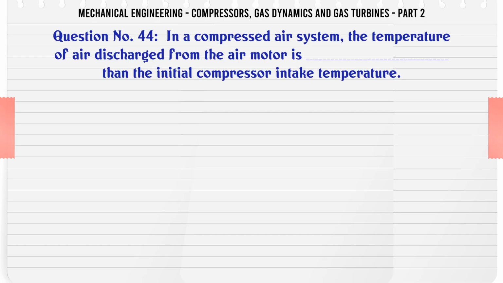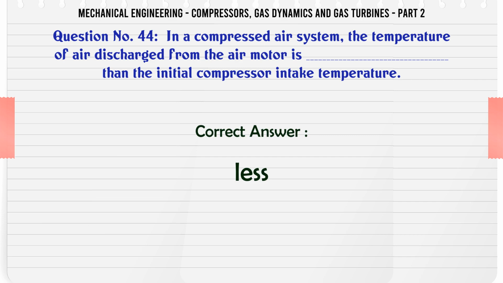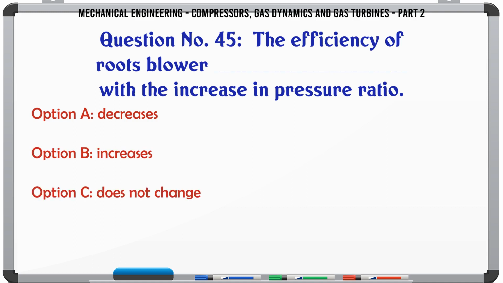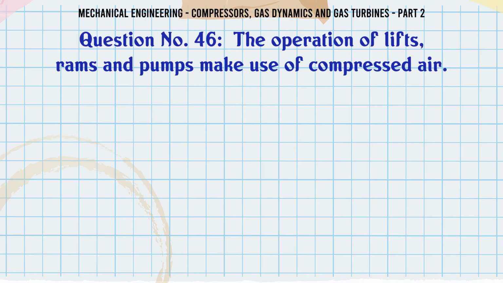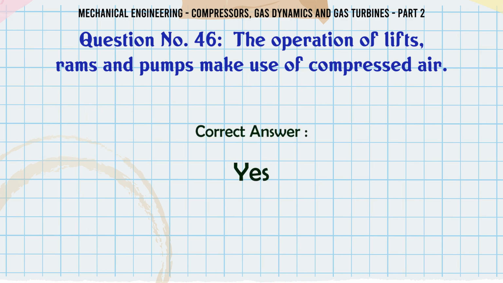In a compressed air system, the temperature of air discharged from the air motor is then the initial compressor intake temperature. A. More, B. Less, C, D. The correct answer is less. The efficiency of roots blower with the increase in pressure ratio. A. Decreases, B. Increases, C. Does not change, D. The correct answer is decreases. The operation of lifts, rams, and pumps make use of compressed air. A. Yes, B. No, C, D. The correct answer is yes.